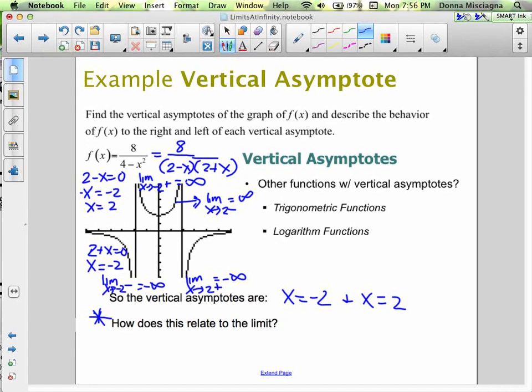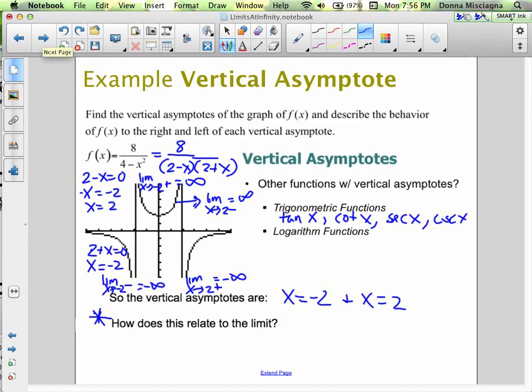Other functions have vertical asymptotes, trigonometric functions such as tangent. Actually, all of them other than sine and cosine are going to have vertical asymptotes to think about. And the last one is cosecant x. So those all have vertical asymptotes. Logarithmic functions all have vertical asymptotes. So let's think about how this relates in terms of the limits.